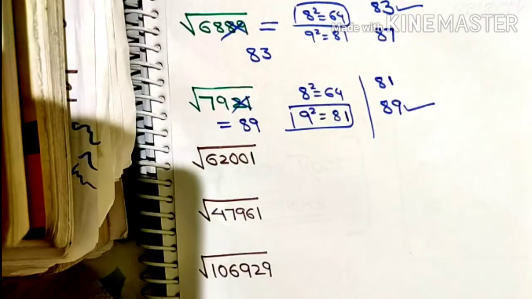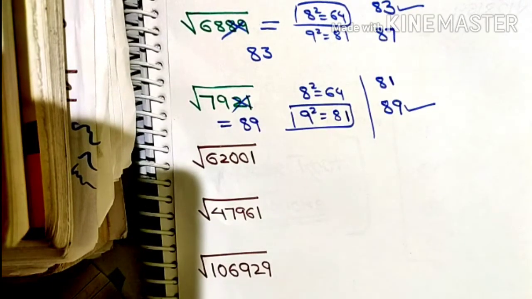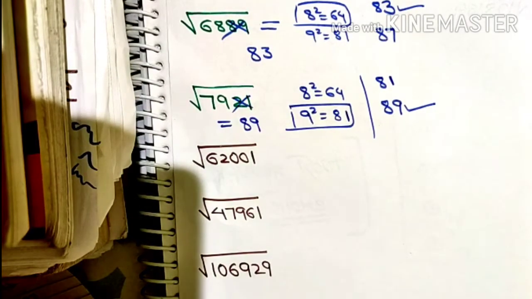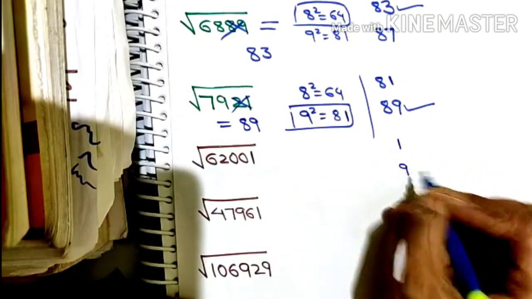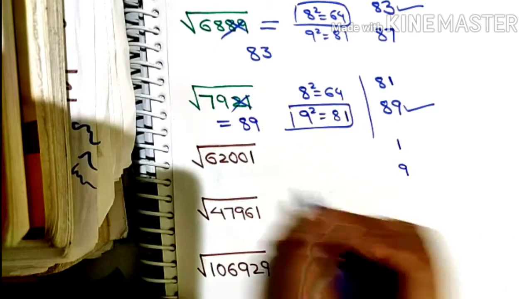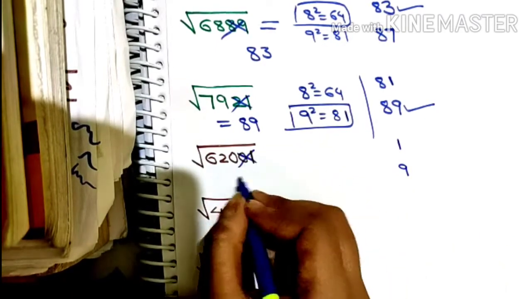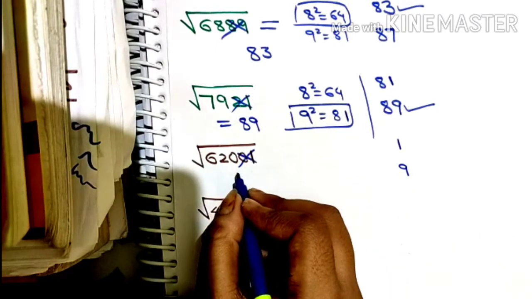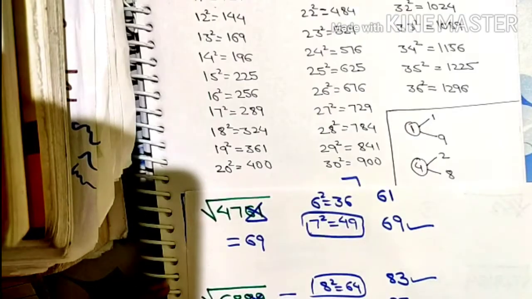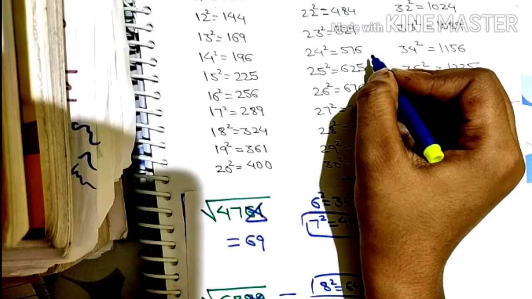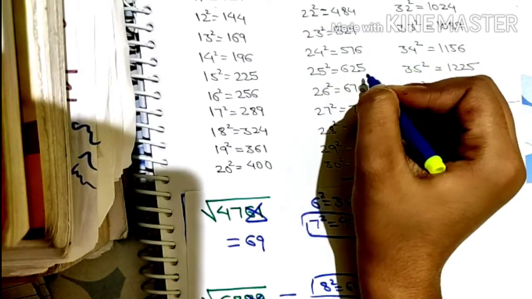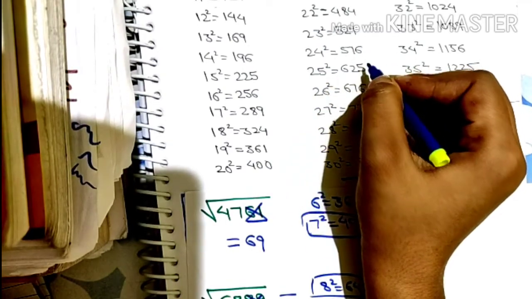Next, now we have to find the square root of a 5-digit number. The number ends with 1, so again there are two possibilities: the number contains either 1 or 9. After that we have to ignore the last two digits and focus on the rest of the number, that is 620. From this chart we have to see 24 square 576 and 25 square 625. So 620 lies between these two.